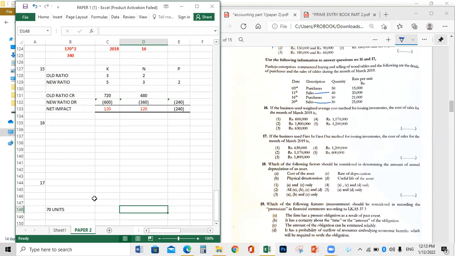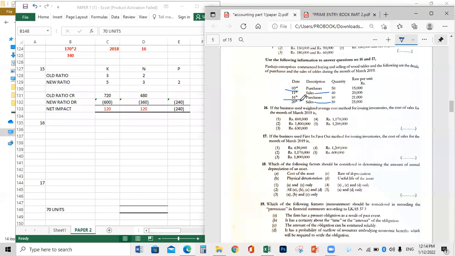Now, guys, you know that cost of sales in FIFO will include the goods which came at first. So that means now you have to sell 70 units. There are 2 purchases you made. Which is the first purchase you will take?